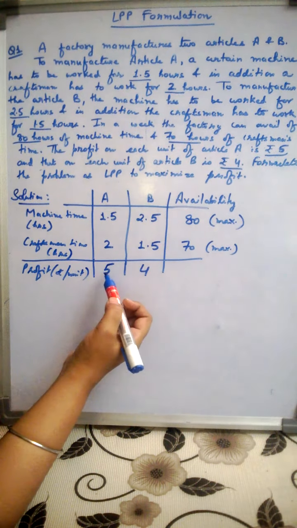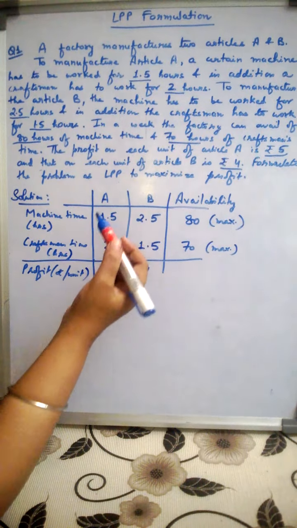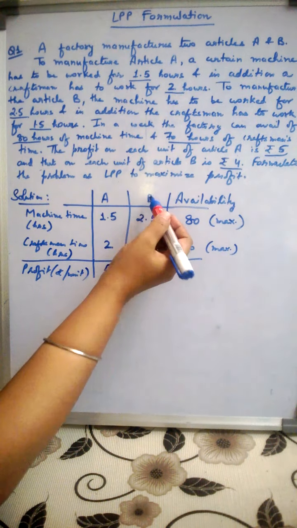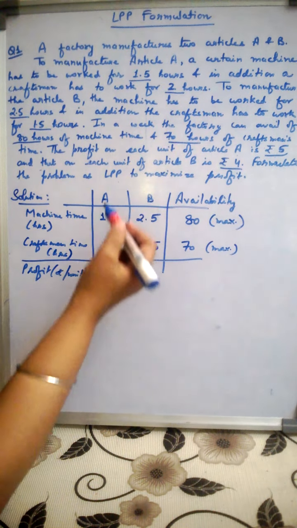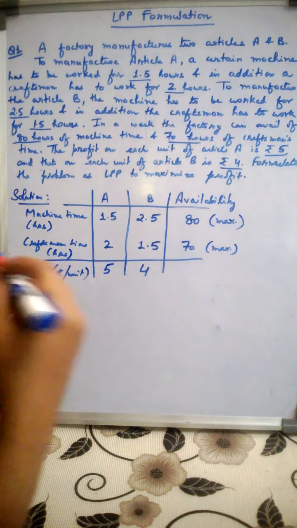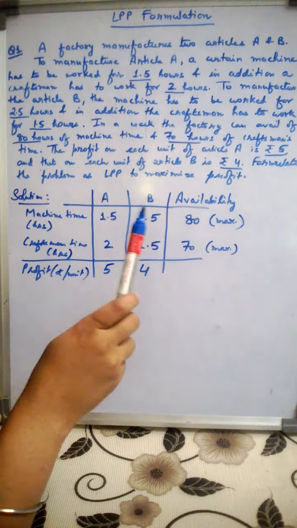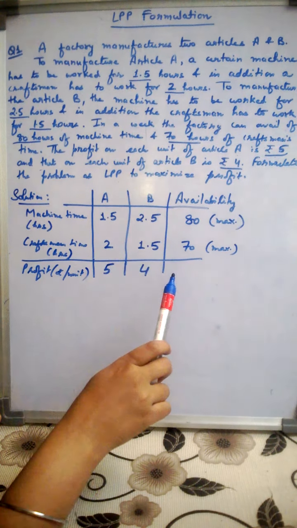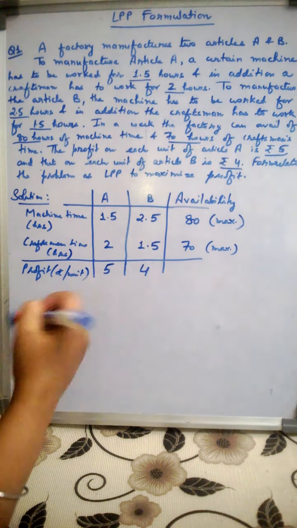So profit is associated with each unit of A and a unit of B. That is 5 rupees is the profit per unit of A and 4 rupees is the profit per unit of B. So to whatever your profit or cost is attached, you have to take those as decision variables.